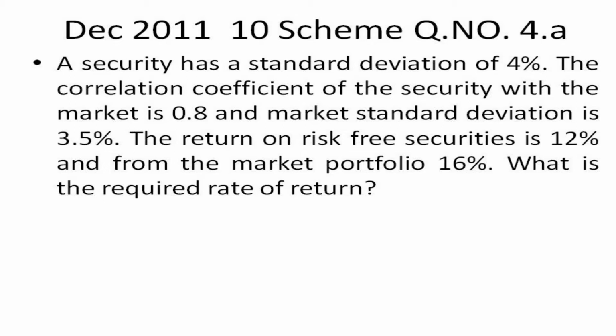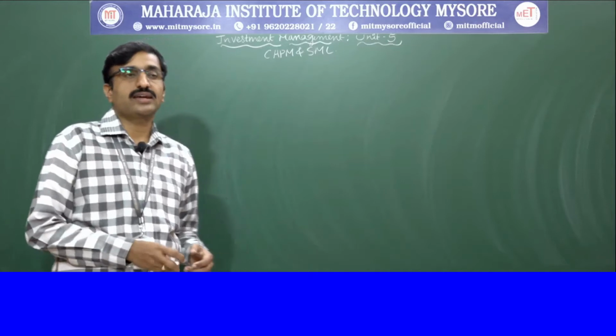A security has a standard deviation of 4%. The correlation coefficient of the security with the market is 0.8, and the market standard deviation is 3.5. The return on risk-free security is 12% and from the market portfolio is 16%. What is the required rate of return which carries 3 months?